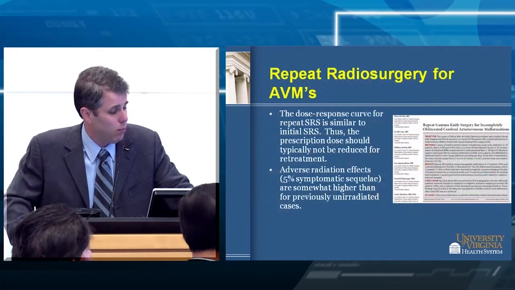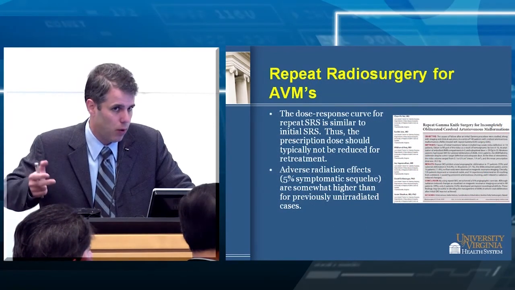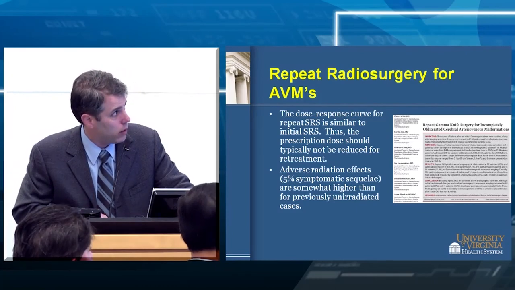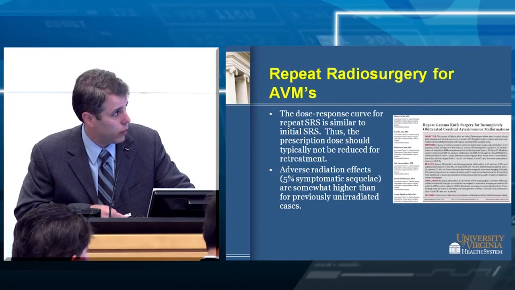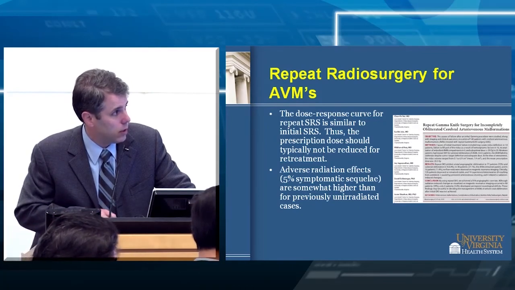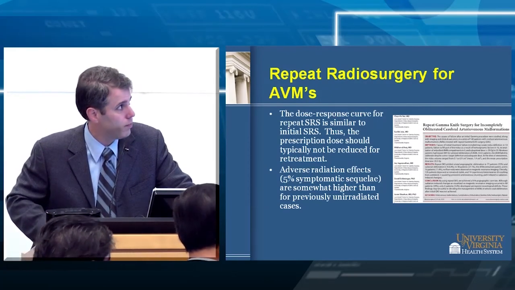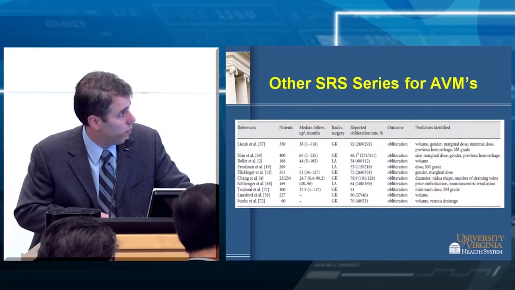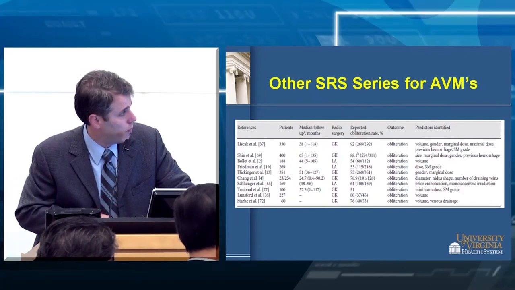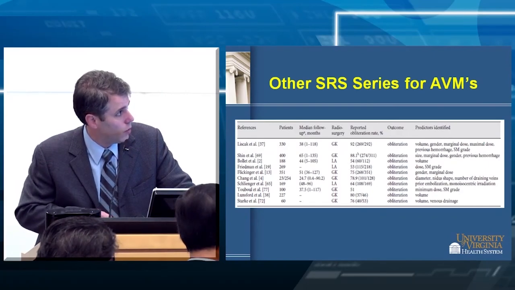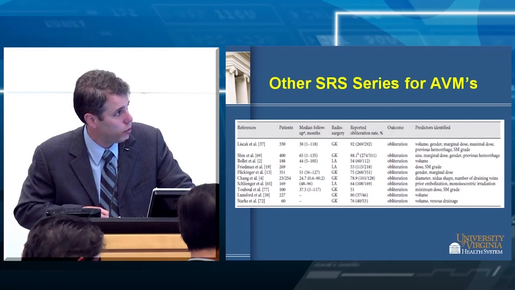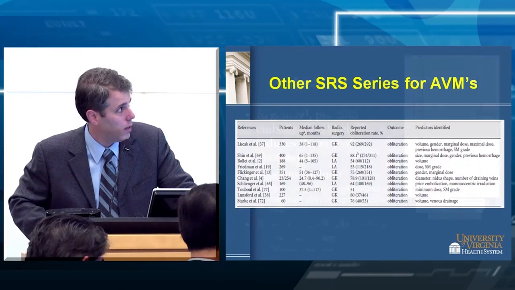Repeat radiosurgery is sometimes done in these cases, where there's partial obliteration, and we found that going back a second time confers very low risk. In fact, the risk seems to be just about on par with an initial risk if one waits at least 3 years to retreat the patients. There are a number of other radiosurgical series out there by a number of members in the audience here, Dr. Friedman included, that show that these results all hover around reasonable success rates of at least 50 to 80, sometimes as high as 90% obliteration rates, again, depending upon the patient cohorts.